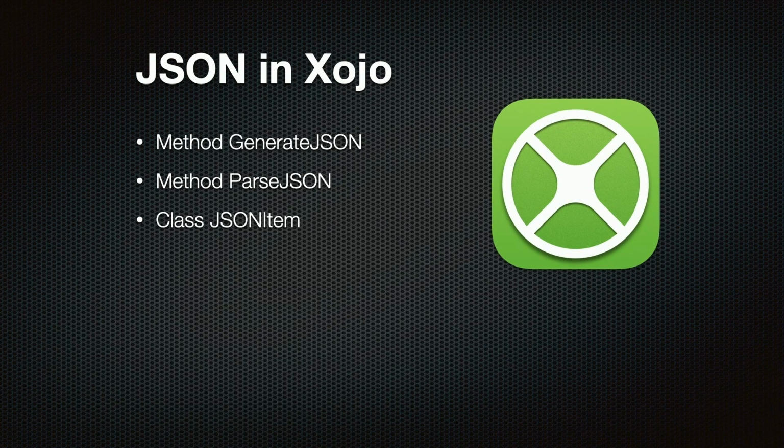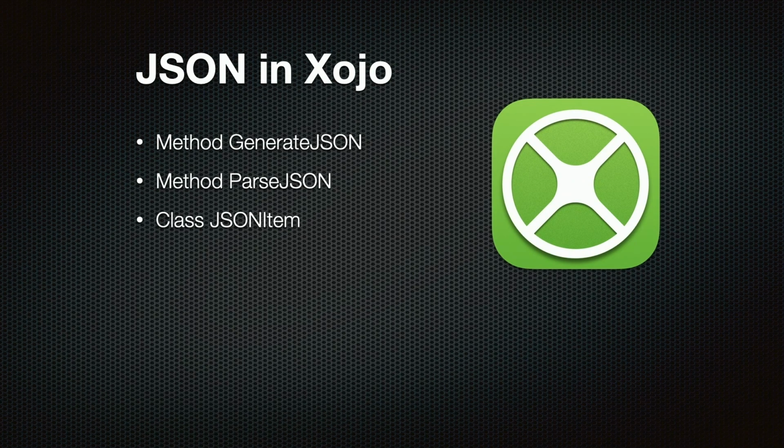If we want to work with JSON in Xojo with onboard functionalities, we have two methods and one class to do this. The method GenerateJSON can generate JSON text out of an existing dictionary or an array of dictionaries. And the method ParseJSON does the opposite and generates dictionaries or arrays from a JSON text. But for us, the most interesting thing is the class JSONItem. With this class, we can change, query, and add or delete information from a JSON item.